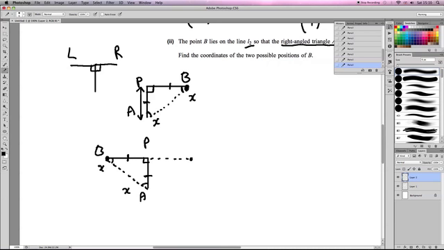And if you remember right, for isosceles, whoa! Sorry, I almost knocked my ukulele off. Oh, that was a heart attack.